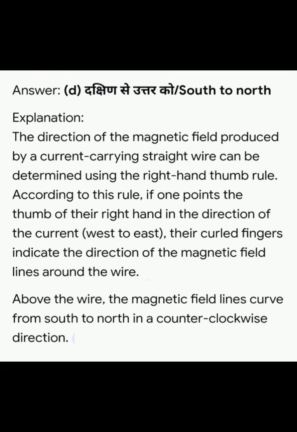The next question is, a current carrying wire is stretched horizontally and carrying current from west to east. The direction of the magnetic field 1 meter above the wire will be dash. We know that the direction of a magnetic field can be found using the right hand thumb rule. By this rule, the thumb denotes the direction of current, and the curled fingers denote the direction of the magnetic field. Here the current in the wire is from west to east, so the direction of the magnetic field is from south to north.